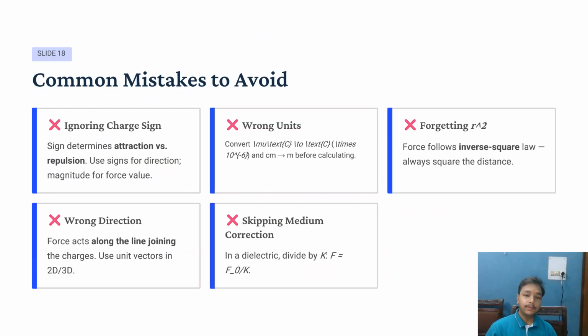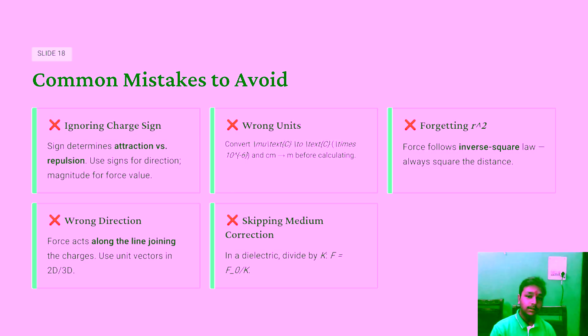So what are the common mistakes that can be avoided? Ignoring the charge sign. Sign determines the attraction versus repulsion. So we always use signs for direction, magnitude for force value. So in your class 12th board examination, suppose you resolve into components, get the final answer, but you are not describing whether the force is attractive or repulsive, half a mark should be deducted, okay?